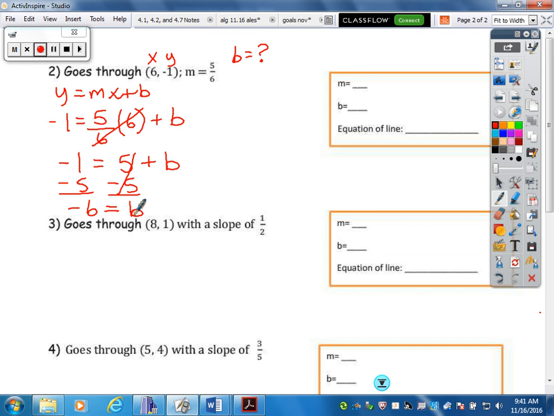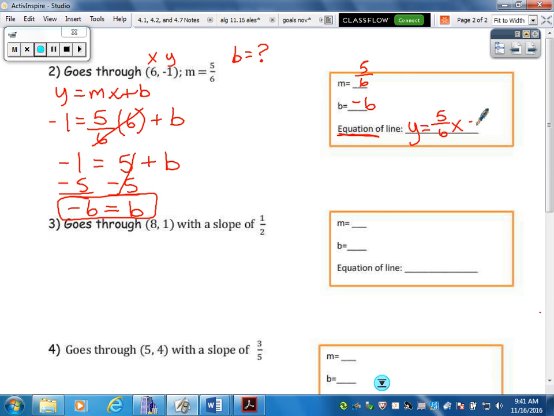And be careful, that's not your answer. Don't just box it here and finish. We need to write the equation of the line. But before we do that, let's focus in. Our slope is 5/6. The b value we just found, the y-intercept, is negative 6. So that means the equation of this line is y equals m, 5/6, x plus b. So instead of writing plus negative 6, I'll just write minus 6. And that is the equation of this line.